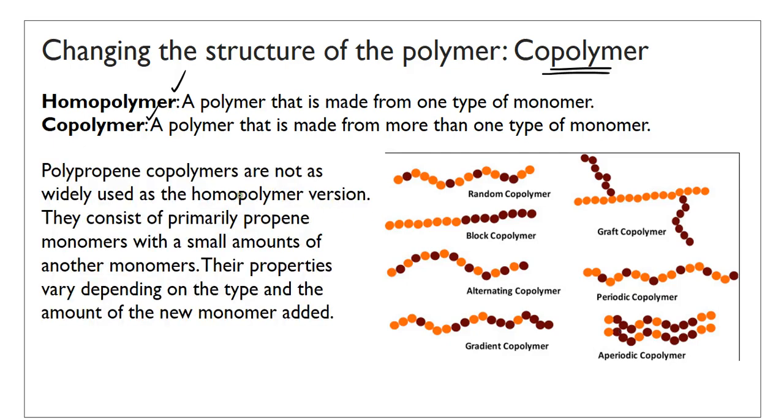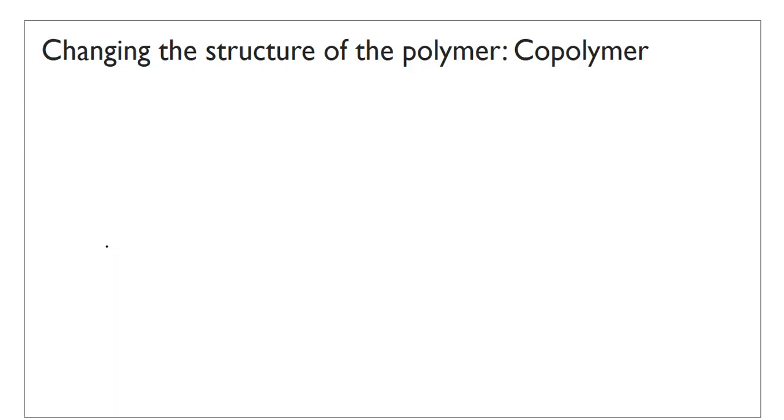Most of the time, polypropylene copolymers are not widely used, but sometimes they are. If it is a polypropylene copolymer, then they generally consist of primarily propene monomers, and then you add a small amount of another monomer, and you can vary the property depending on what the second or even third monomer is going to be. So I'm just going to give you an example.